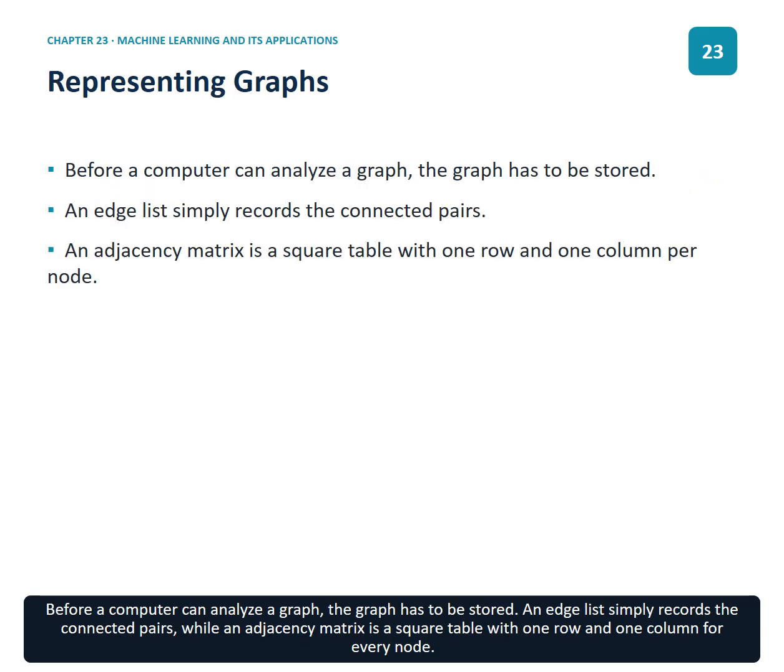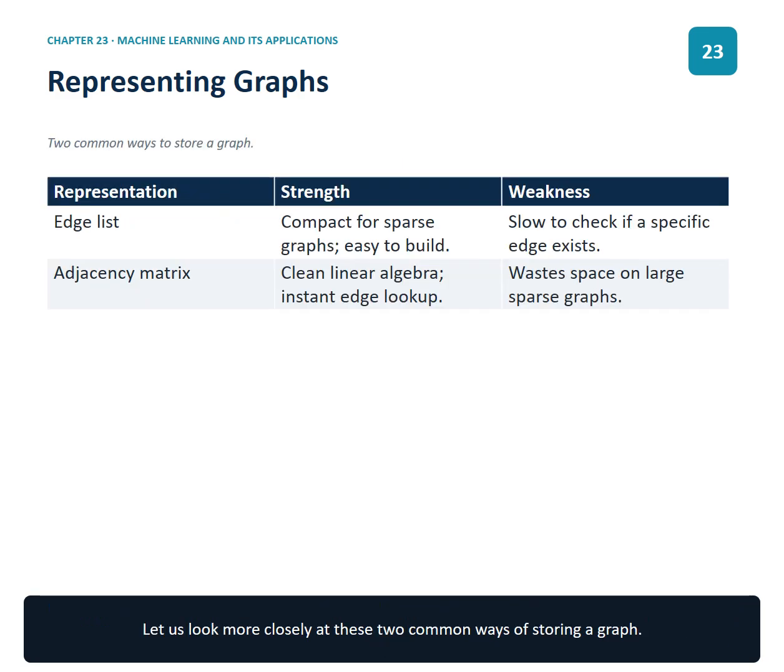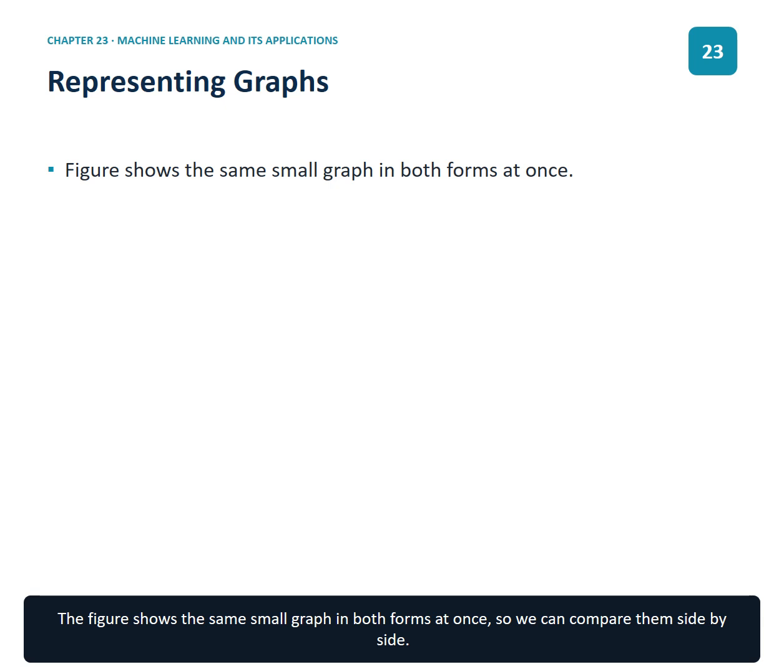Before a computer can analyze a graph, the graph has to be stored. An edge list simply records the connected pairs, while an adjacency matrix is a square table with one row and one column for every node. Let us look more closely at these two common ways of storing a graph. The figure shows the same small graph in both forms at once, so we can compare them side by side.